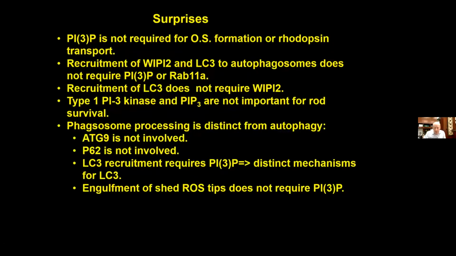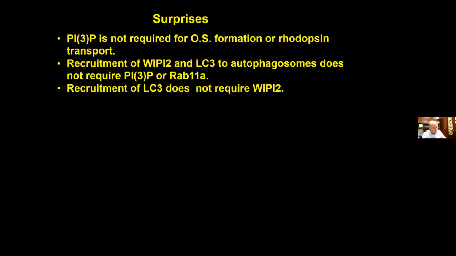And phagosome processing in outer segments is not a subset of autophagy. It is a completely distinct pathway, although there are some points in common. It does not involve ATG9, P60 or P62. And in the case of phagocytosis, LC3 recruitment requires PI3P, but it does not in the case of autophagy, and the engulfment of shed ROS tips does not require PI3P. So I think I'm pretty much done there, and I'll be happy to take any questions.